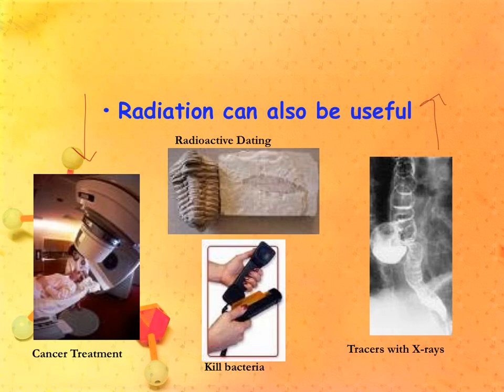Tracers. It can be used to identify blockages in the system. You may have to drink a radioactive solution that maybe has some barium in it, and you'll be able to follow it through your body and see if there is a blockage. And we have radioactive dating. As fossils break down, the carbon changes and breaks down, the isotopes break down, and we're able to tell how old things are.